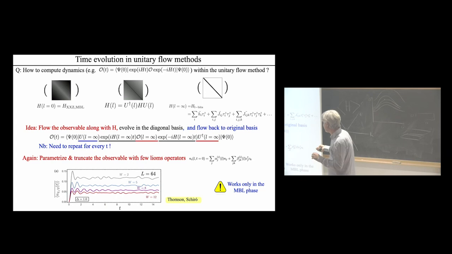You do this unitary transformation. That's here. You flow back. You follow the eigenstate, the observable you want, also along the flow of the Hamiltonian. You evolve it in the diagonal basis. That's very easy, because evolving in the diagonal, just taking the exponential of a diagonal. And then you flow it back to the original basis to do a measurement. That's a very nice idea. And again, you can do numerics in the MBL phase thanks to this unitary flow.